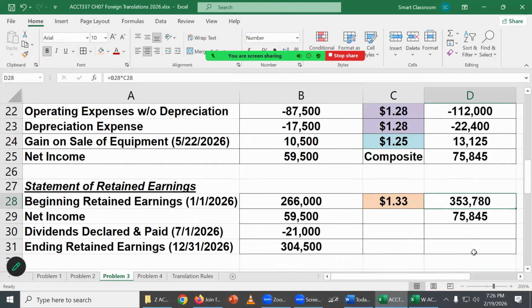Okay, so the beginning retained earnings will be 353,780. The income will just be this. Income will be the same. Dividends declared and paid 7-1.